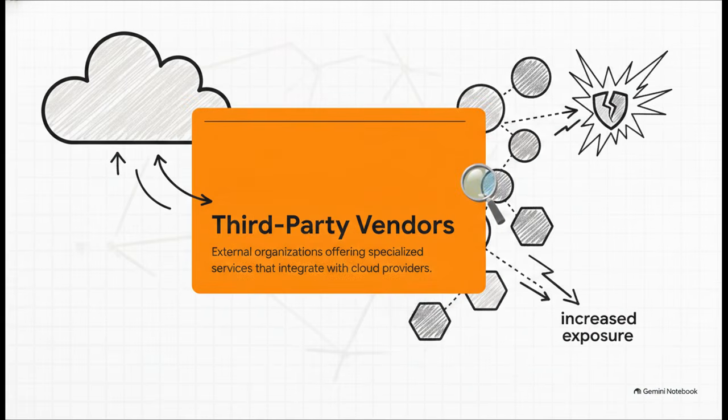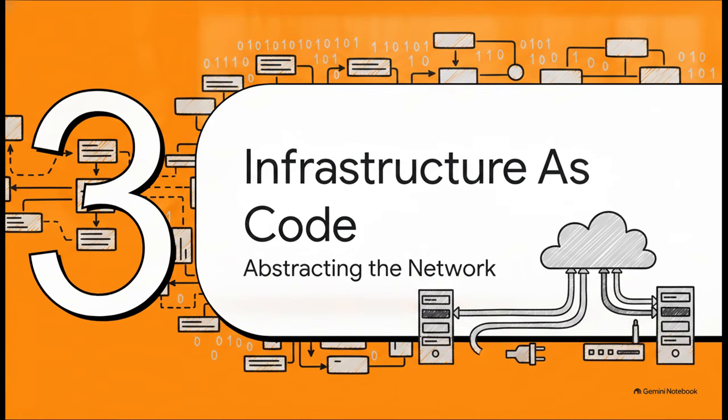Now, to solve some of those headaches, we often bring in third-party vendors for specialized analytics or security tools. While that does boost functionality, it dramatically increases your exposure. Think about it. You secured your own house, but what happens when you give a third-party vendor a copy of the keys? You're bringing an external organization right into your environment, introducing outside vulnerabilities that you cannot easily manage or patch yourself. Which brings us to part three, infrastructure as code, and abstracting the network.